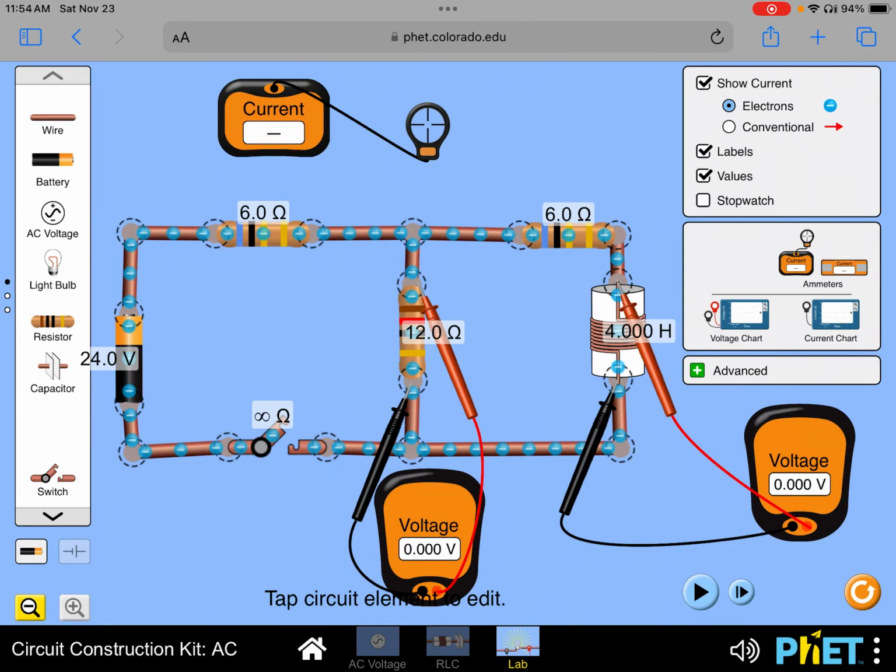You see a PhET Colorado University simulation, and I'm using it because the numbers are big and we can see clearly on the screen. There is a 24-volt battery, 3 resistors, 1 inductor. The inductor is on the part of the circuit that is on the right. I have also a switch on the left side of the circuit.